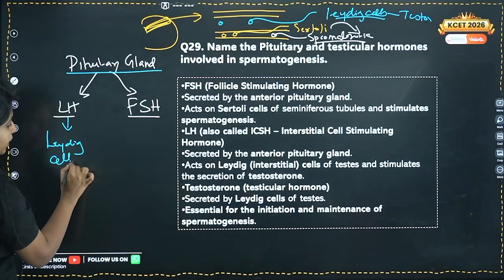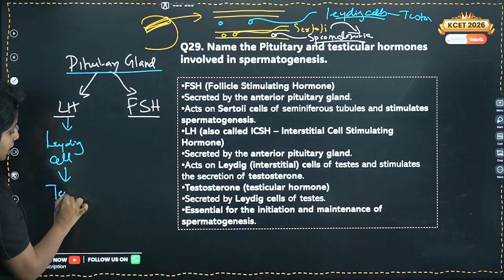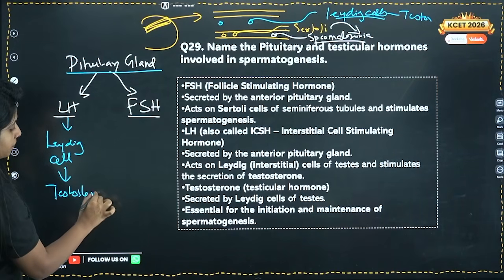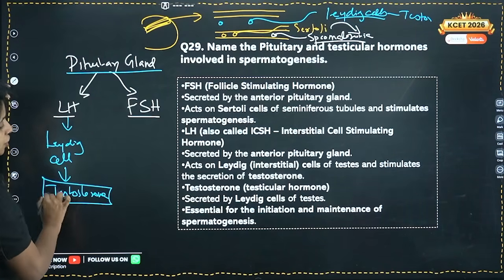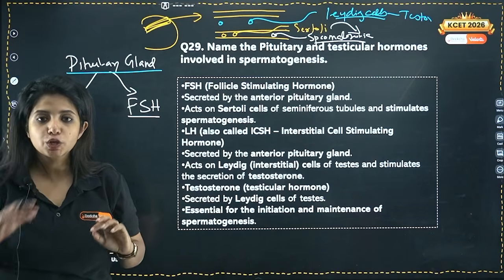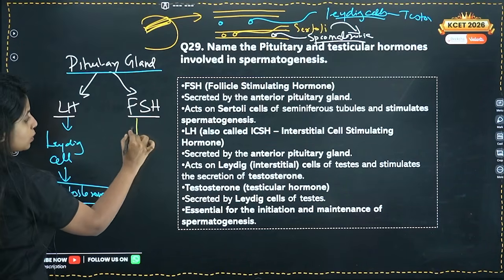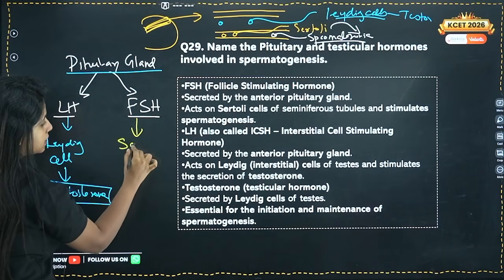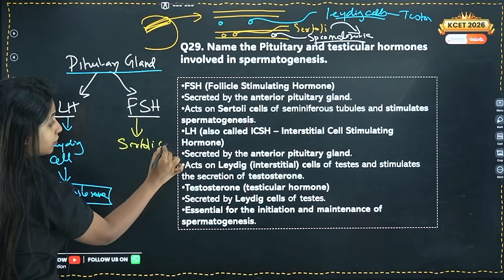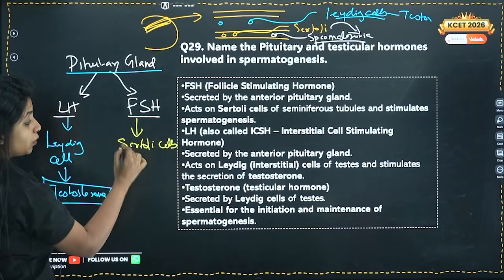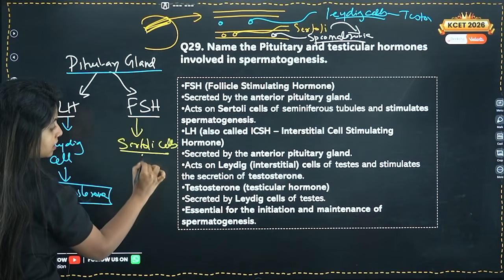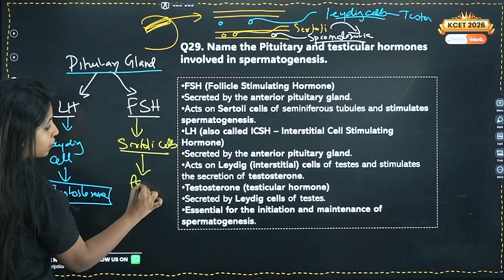And the Leydig cell, my dear children, instead will be releasing testosterone, that is the male sex hormone, right? Now FSH, on the other hand, is going to act on the Sertoli cells. And Sertoli cells are there for the nourishment of the sperms or the spermatogonia out there, right? The Sertoli cells instead are going to release some very important factors.